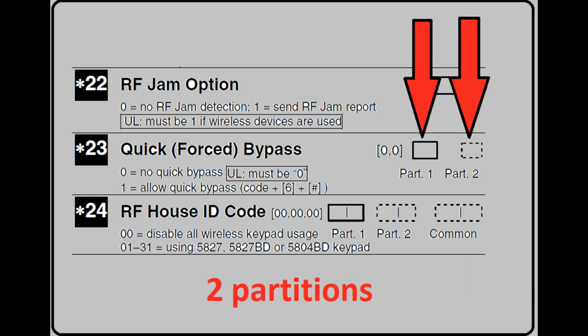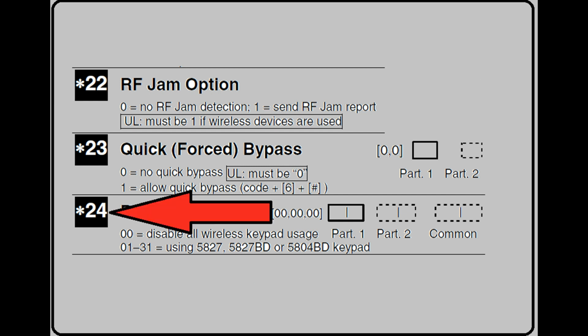Now you may be thinking to yourself, I'm only doing my house. Why do I need to mess with these other partitions? Well, the technical answer is you really don't need to, but let me tell you why you should. Once you've entered your information for partition 1, you can simply enter an asterisk, and all further data entry for that field will be skipped. The keypad will simply display the next available programming field to you.